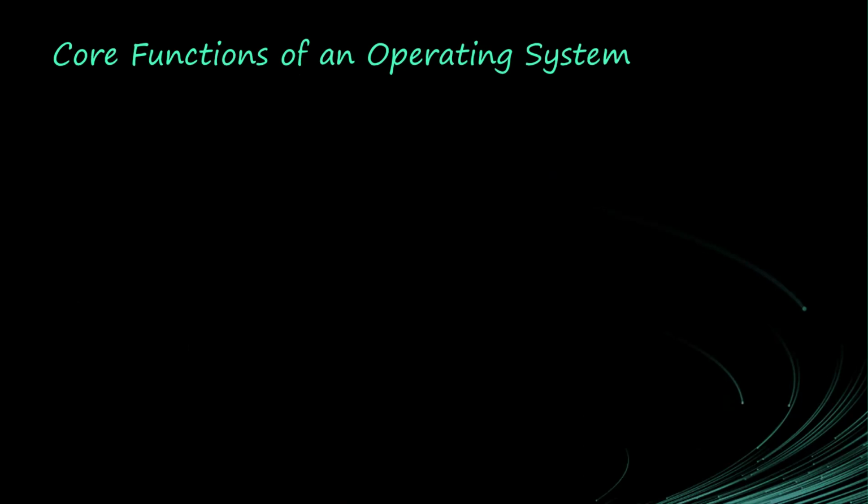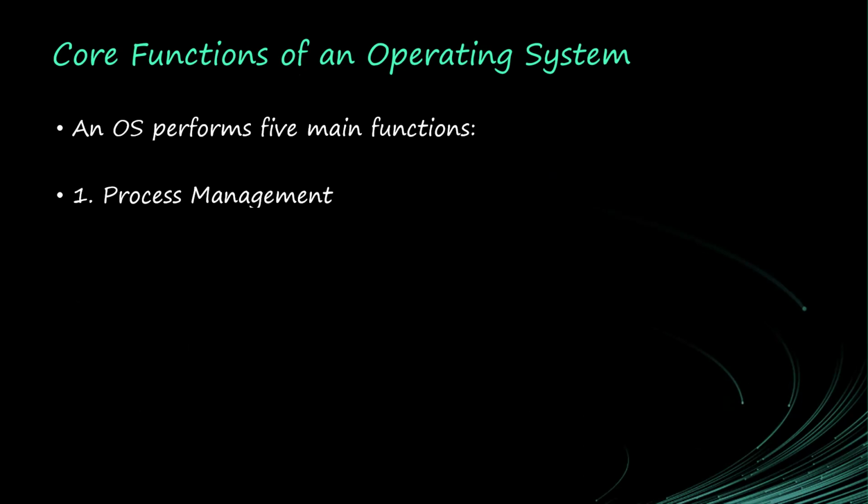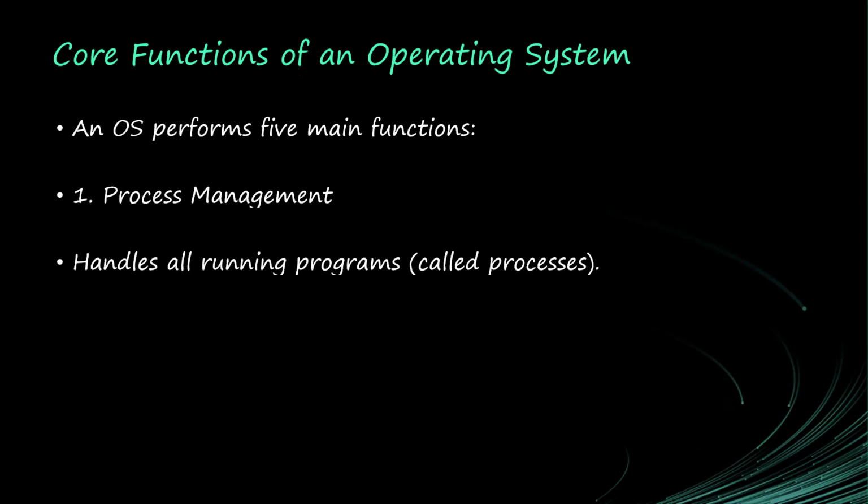So what are the core functions of an operating system? An operating system performs 5 main functions. The first one is process management. Don't worry, we'll talk about this later in this section. We'll talk about them in detail.